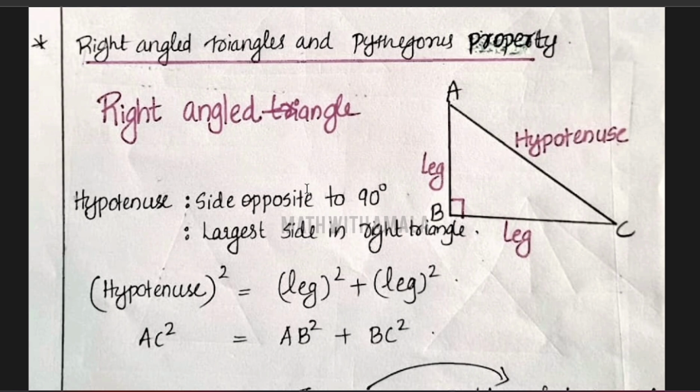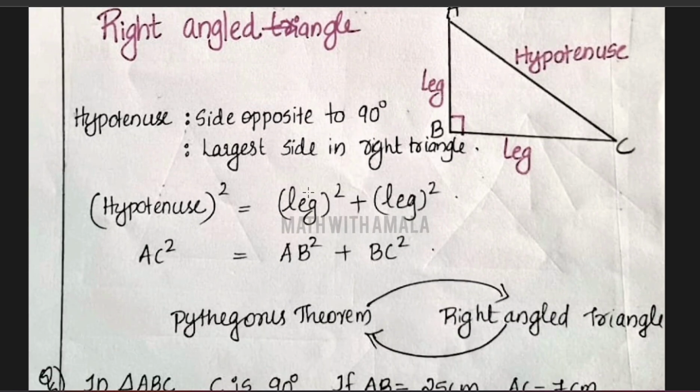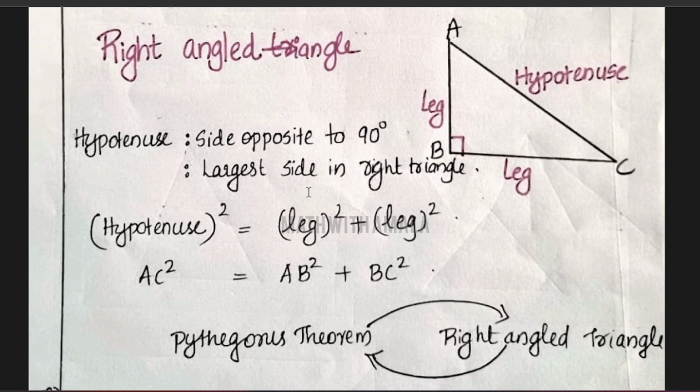Hypotenuse square is equal to leg square plus leg square, that is base square plus altitude square. So AC square is equal to AB square plus BC square. This is a well-known theorem proposed by Pythagoras. Pythagoras theorem states that hypotenuse square is equal to base square plus altitude square, otherwise leg square plus leg square.